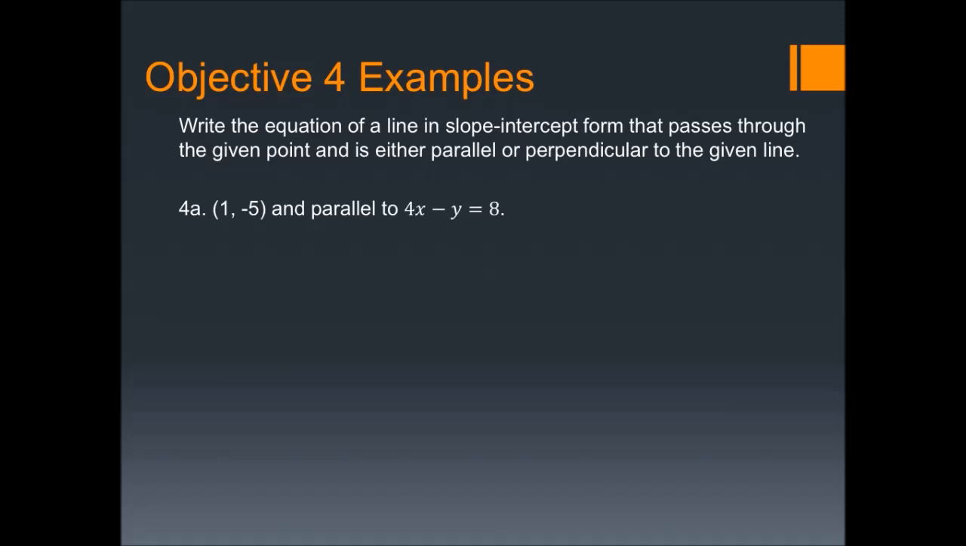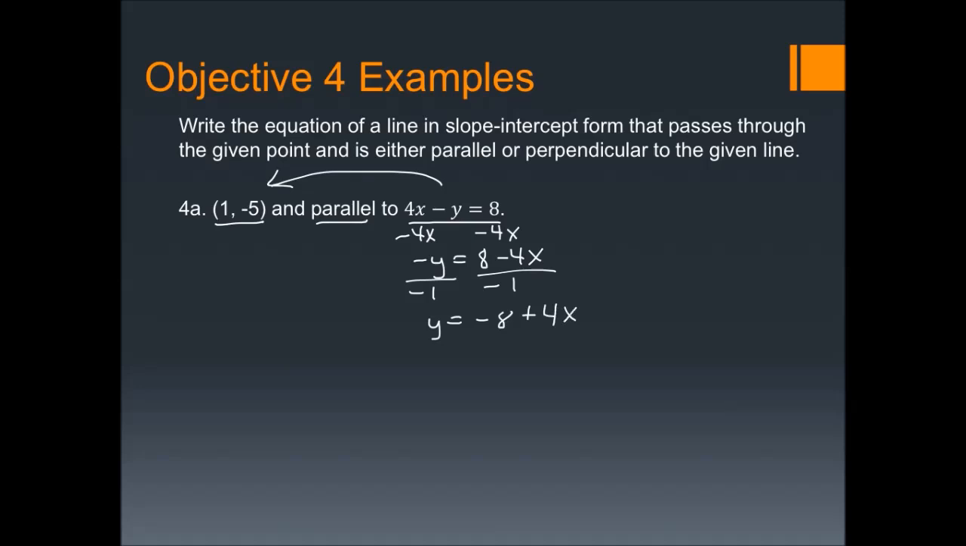We want to write an equation of a line that passes through this point, (1, -5), and that's parallel in this case to this equation. So in other words, we need to find out the slope of this equation, and it's going to be the same as the slope that we're going to write for the other equation. So to do that, just solve for y. And we've got our slope.